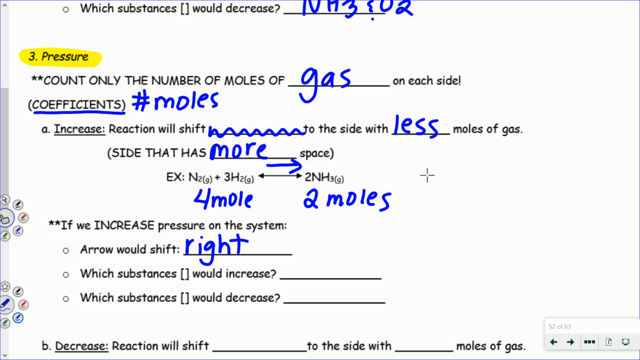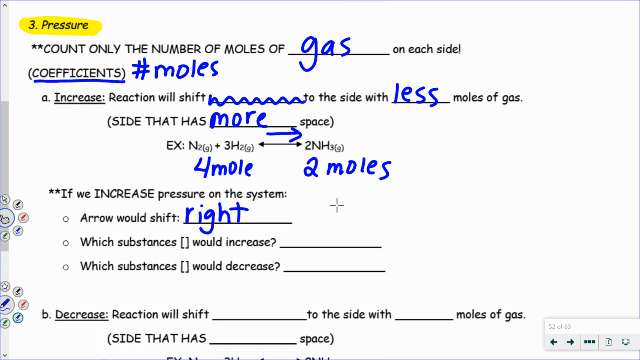Which substances will increase in concentration? Well, a right shift means more reactants are being used up to form more products. And remember that whatever arrow you draw, it points at what is increasing in concentration. So the NH3 increases in concentration. What is decreasing in concentration? Well, whatever the arrow's not pointing at, which would be the N2 and the H2.